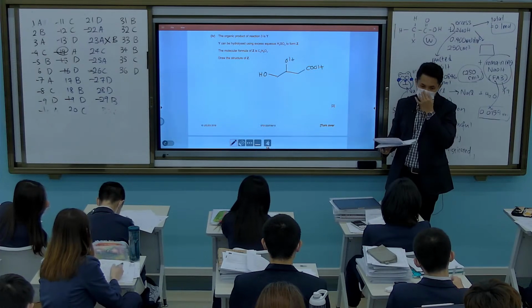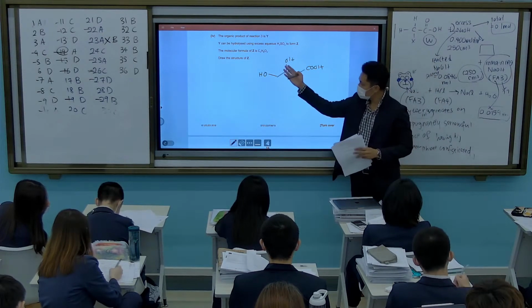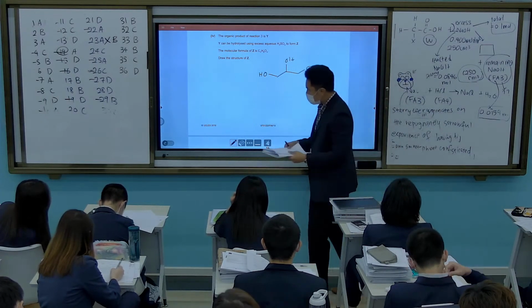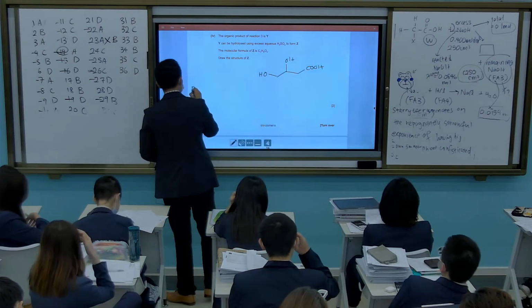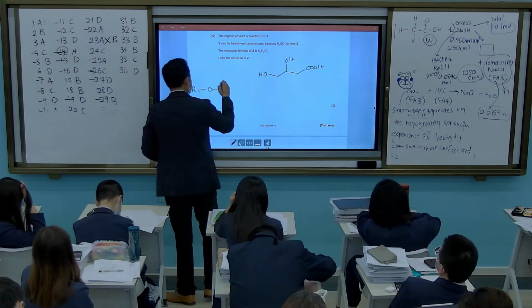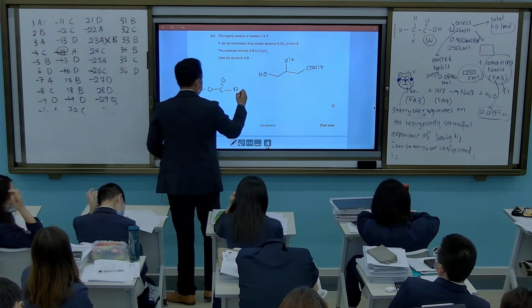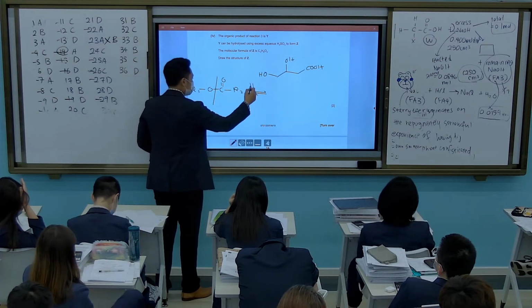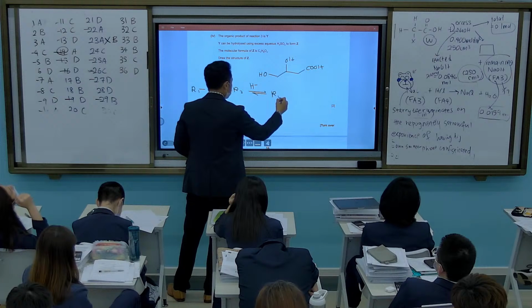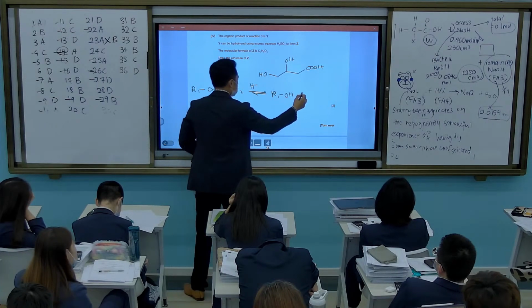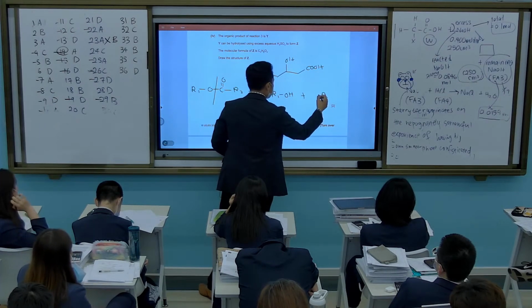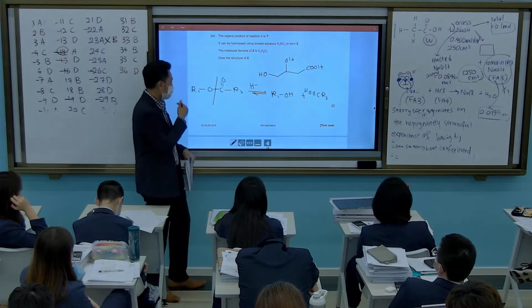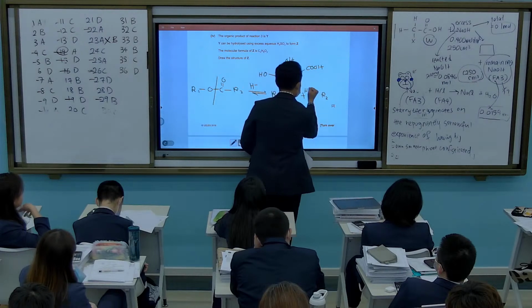Yes, Borui? Which one, the OH or the COOH? Both. Why both? For this one, you just need to remember this reaction. When I cut the ester bond with the acid, what do I get? I get R1OH plus R2COOH. Maybe I'll draw it like this.